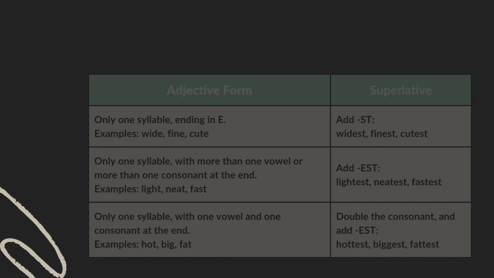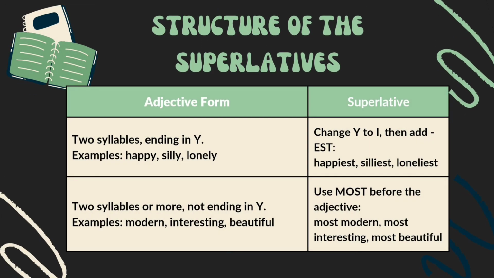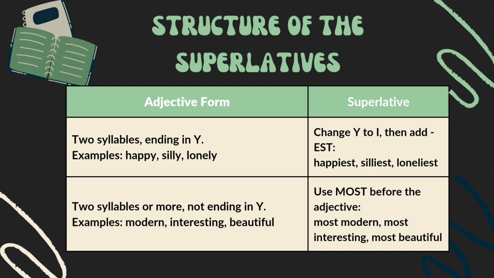For adjectives that have two syllables and end in Y, change the Y to I and then add est. For adjectives that have two or more syllables that don't end in Y, most is added before the adjective.